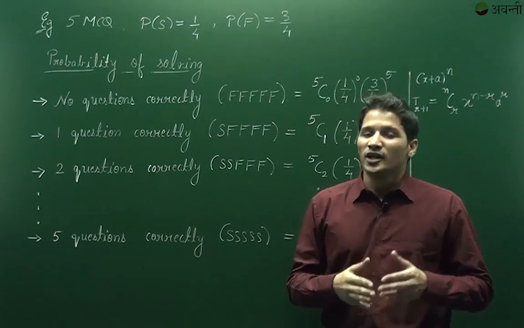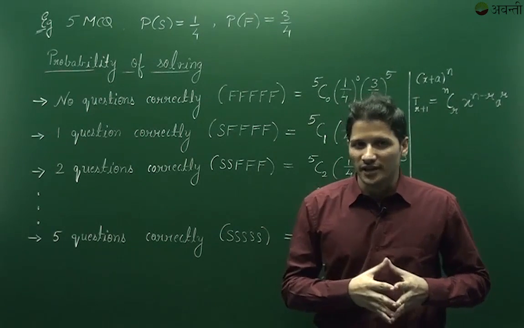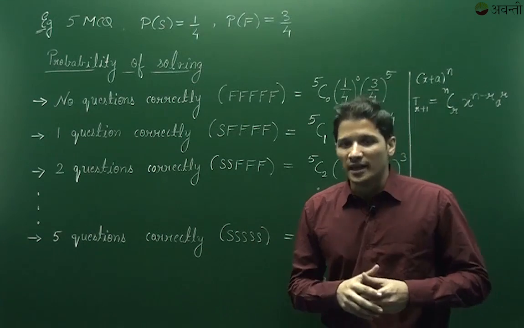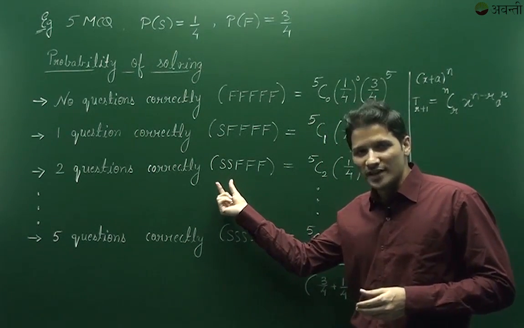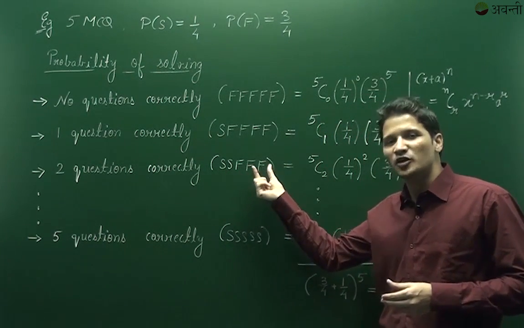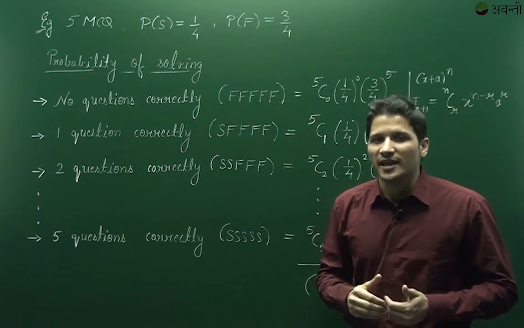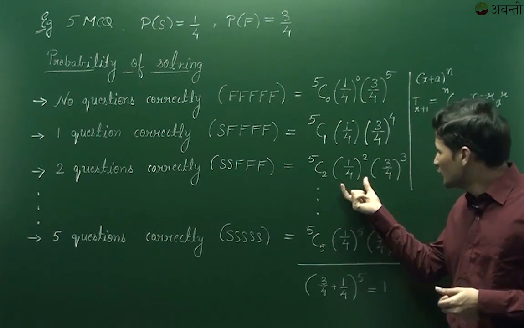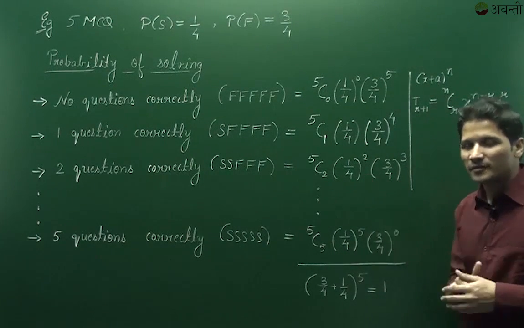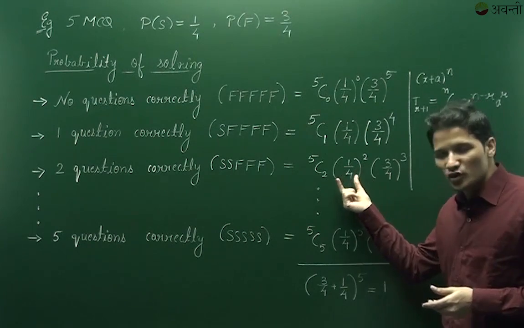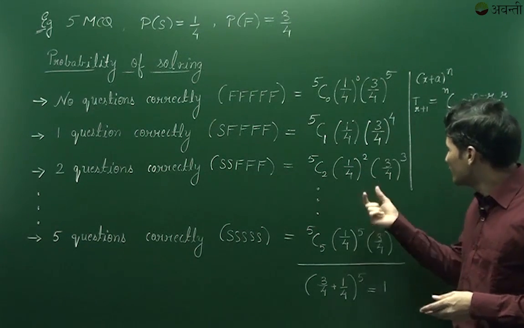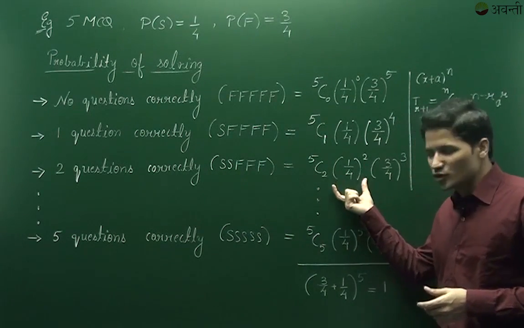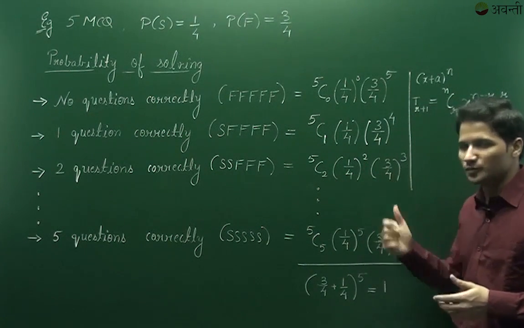So we know that solving each question is an independent event. So to find its probability, we can simply multiply individual probabilities, that is P of S into P of S into P of F into P of F and into P of F, where S is success and F is failure. So 5C2 into P of S square into P of F cube will be the probability, and we know that P of S is equal to 1 by 4 and P of F is 3 by 4. So the probability becomes 5C2 into (1/4)^2 into (3/4)^3.